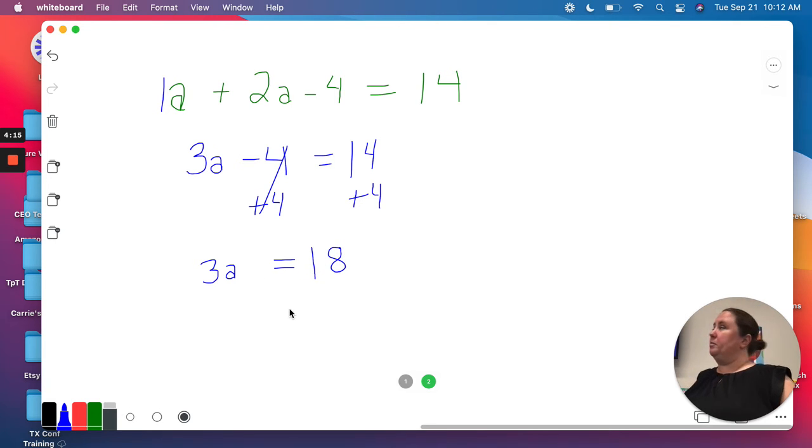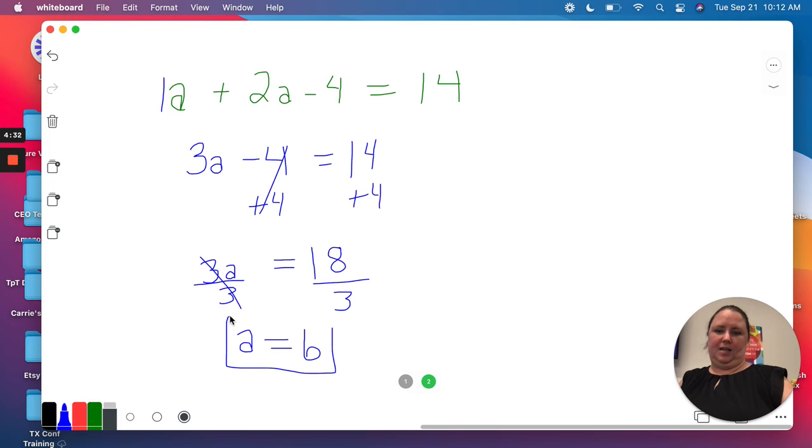All right, Kerwin, what's my next step? Divide by 3. Divide by 3 because that's multiplication and we need to do the opposite. Divide, I get A by itself. What is 18 divided by 3, Aaron? 6. A equals 6. You did it. Very good. Okay, does this help refresh you on how to do these?